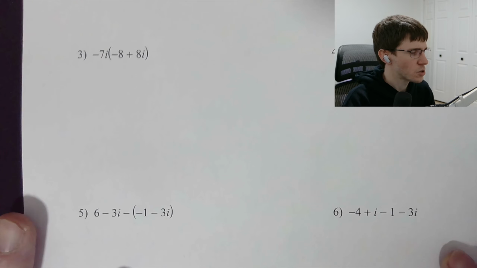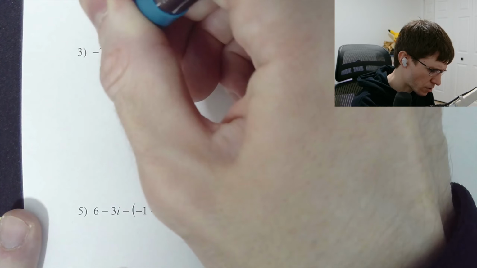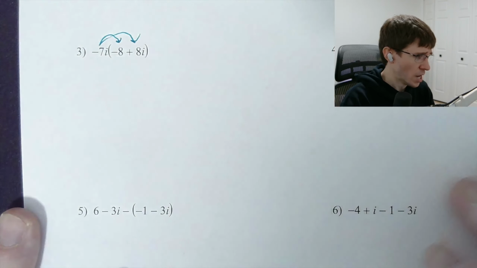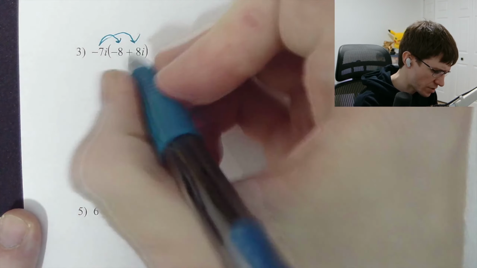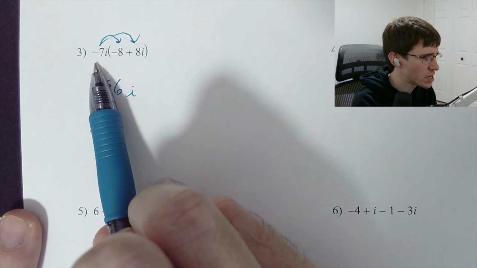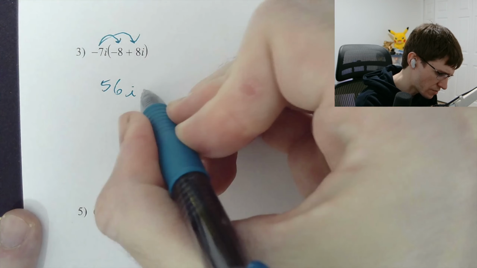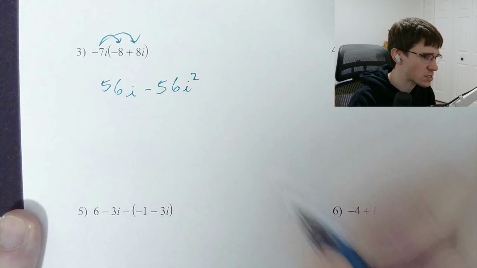Question number 3. So on question number 3 here, it's going to be something we've done before. We're going to go ahead and distribute. We're going to multiply that negative 7 times negative 8. That's going to give us positive 56 with an I on it. And then negative 7 times positive 8 is going to give us a negative 56 with an I squared on it, because you have an I times an I.